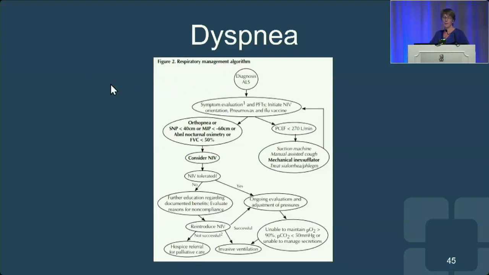So this is another graphic from the AAN guidelines, just talking about thinking through when you would want to start a device like a BiPAP on a patient. Insurance will cover it if your maximum inspiratory pressure is less than 60 centimeters of water, and or if you have an FVC of less than 50%. So those are kind of the numbers that I'm looking for in the pulmonary function tests that I'm getting on patients to see if we can get that covered.